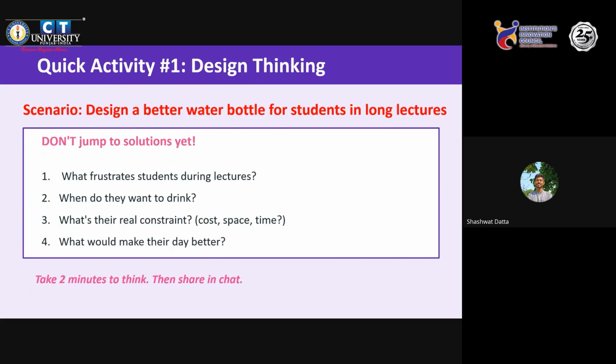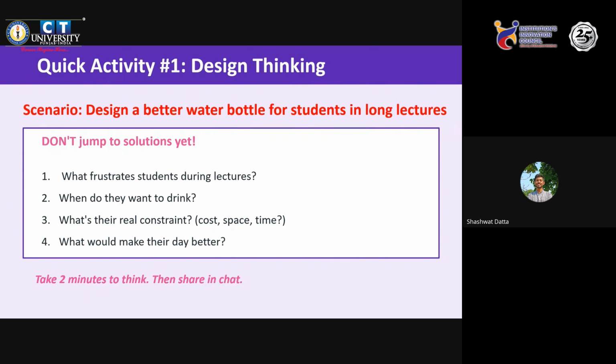All right. We'll start with this simple activity. I'm going to give you a scenario, and I want you to think like a designer for a moment. The scenario is you have to design a better water bottle for students in long lectures. No, I'm not talking about you guys, but other students. So here's the catch. You don't have to jump to the solution yet. Let's start with the approach that I have just described. Let's start with empathy.